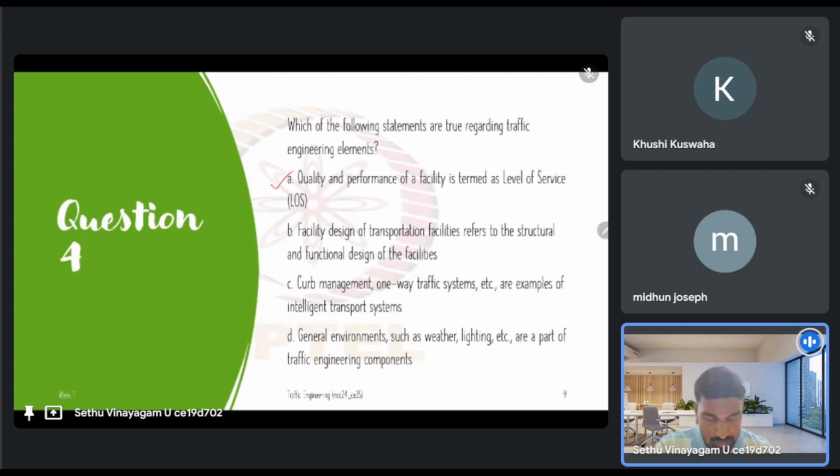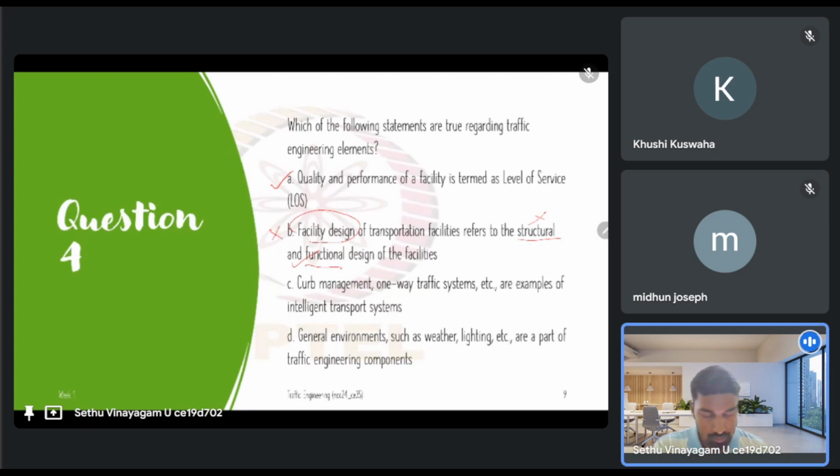B says that facility design of transportation facilities refers to the structural and functional design. So we are looking at two types of design, the structural design and the functional design. When we talk about facility design in traffic engineering, we are only concerned with the functional design part of it, and some geometric aspects, but not the structural aspect. The structural aspect is taken care of by structural engineering. In traffic engineering, we are concerned with the functional design of the facilities. Here both are given, therefore this statement as a whole is incorrect.